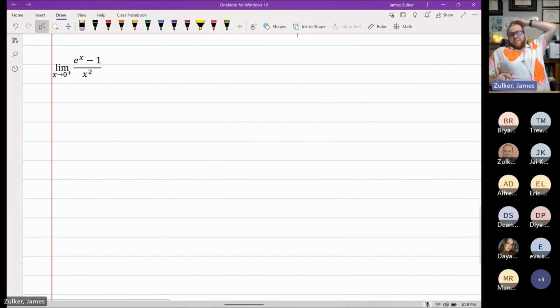Now remember, we're approaching 0 from the right this time. But it doesn't matter. L'Hopital's rule still applies even for one-sided limits. We're going to get 1 minus 1, 0 over 0 squared, 0. So L'Hopital's rule applies, right? We get 0 over 0.